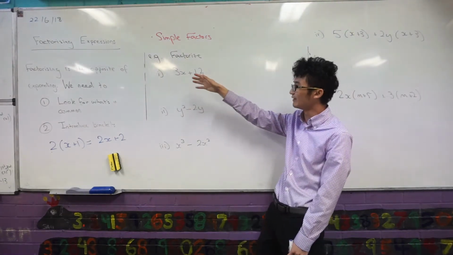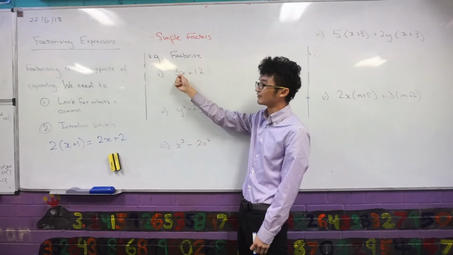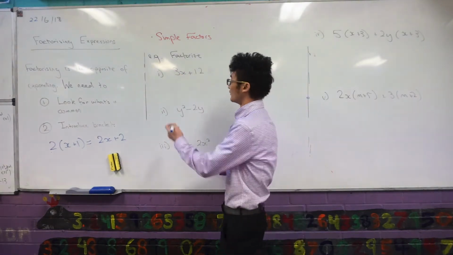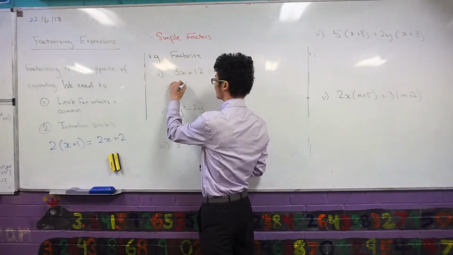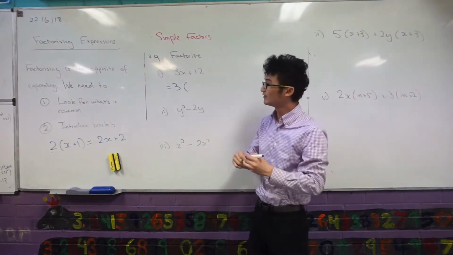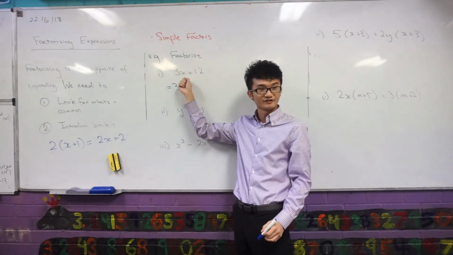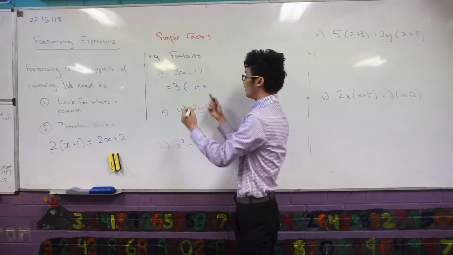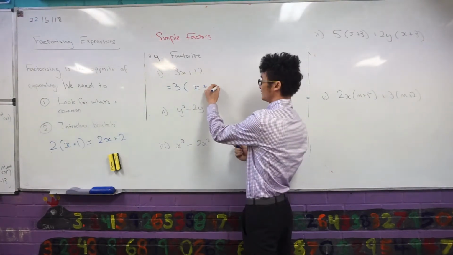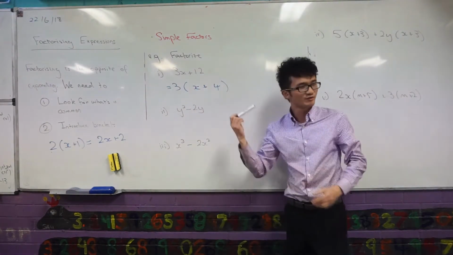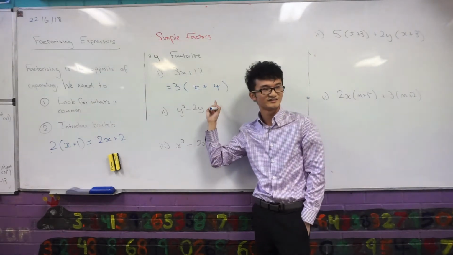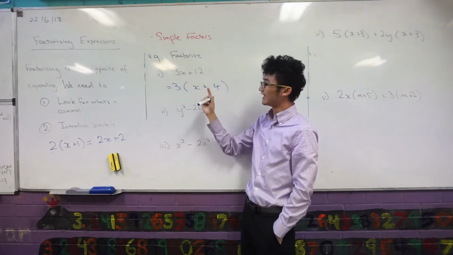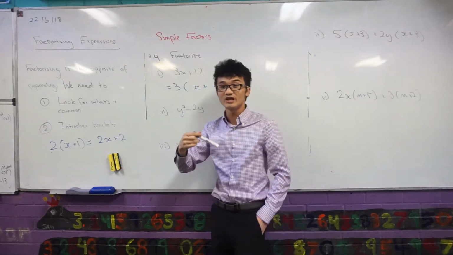For this one, all I'm thinking about is what's in common. I can see I've got a 3 and a 12, so there's a factor of 3 which is in common, right? So I'll take that factor out. What will I get left with? Well, I'm dividing this by 3, so I just get left with a single x, and then 12 divided by 3 is just 4. That's right, okay? What's one way you can check this? Expand it back out, right? If you expand it back out, you would just get 3x plus 12. You know that you haven't changed anything.